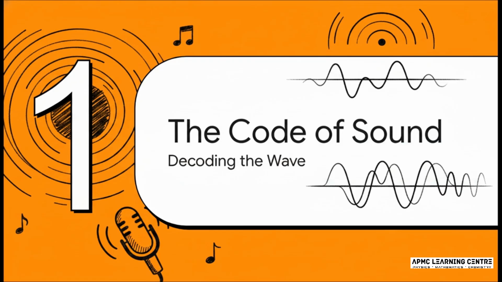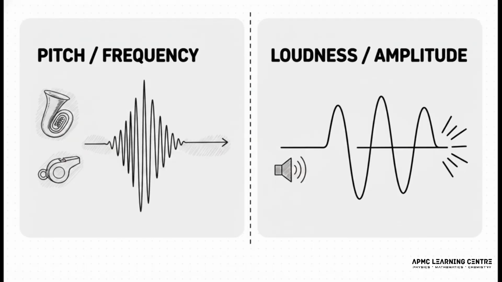Seriously, everything from a tiny whisper to a powerful sonar ping is just a mix of these two variables. So on the left, you've got pitch. That's all about frequency. Basically, how many waves are packed into each second. The more waves, the higher the pitch. Simple. On the right, we've got loudness. This is all about amplitude, the height of the wave. A taller wave carries more energy, and that means a louder sound. It's a really direct mechanical relationship.